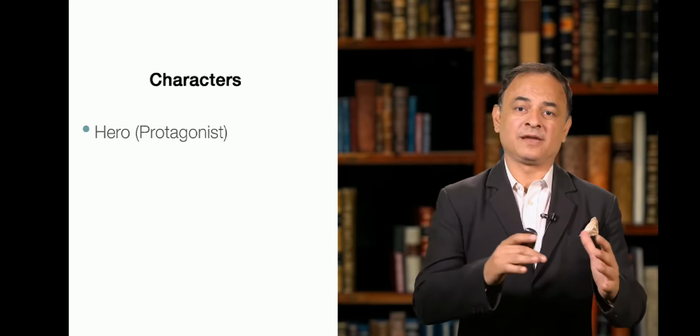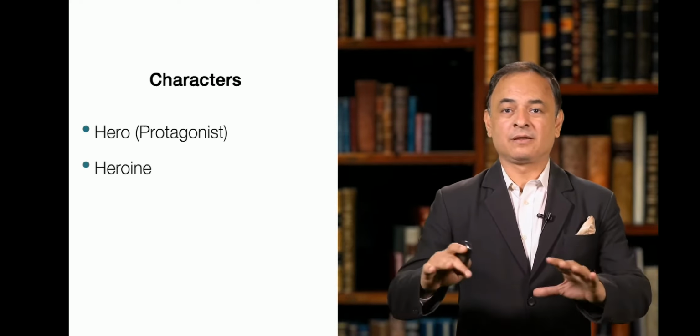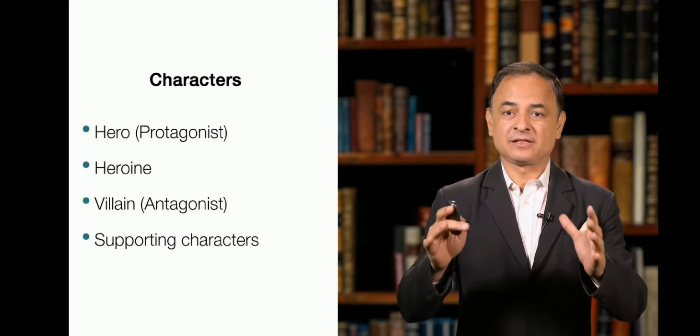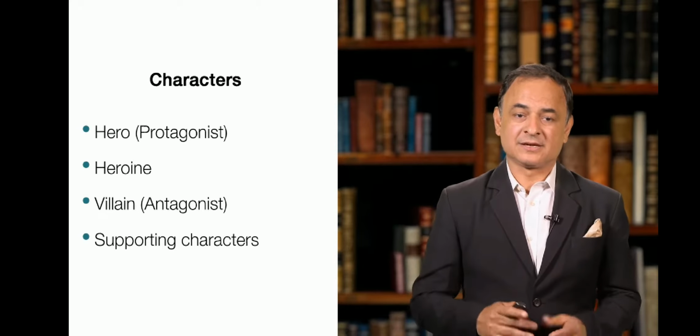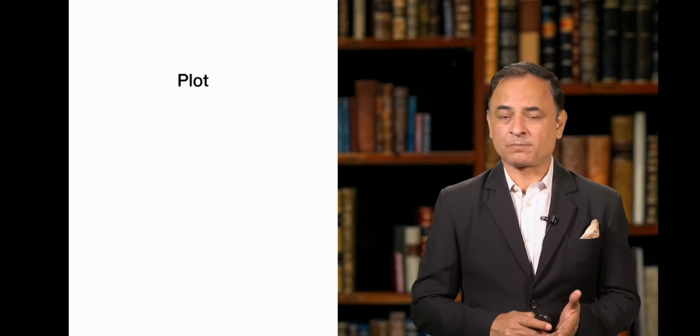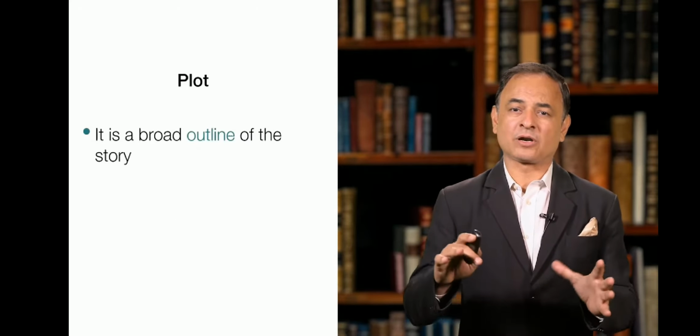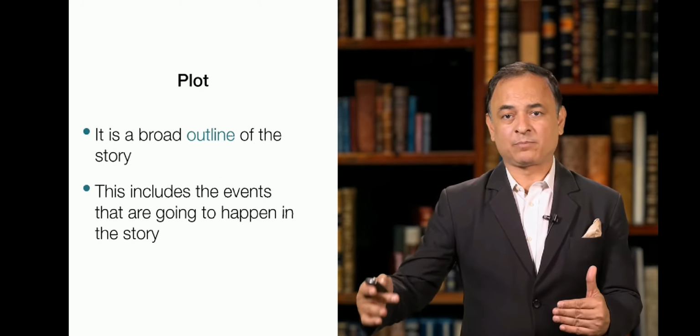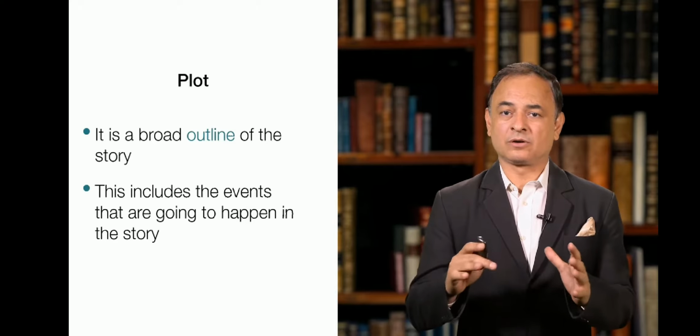Now, who are characters? Characters are the people in the story. So they could be a hero, a heroine, a villain, and other people in the story. These are called the characters. The second is plot. Now, plot is basically the broad outline of the story. What is going to happen at an important stage of the story is called the plot.